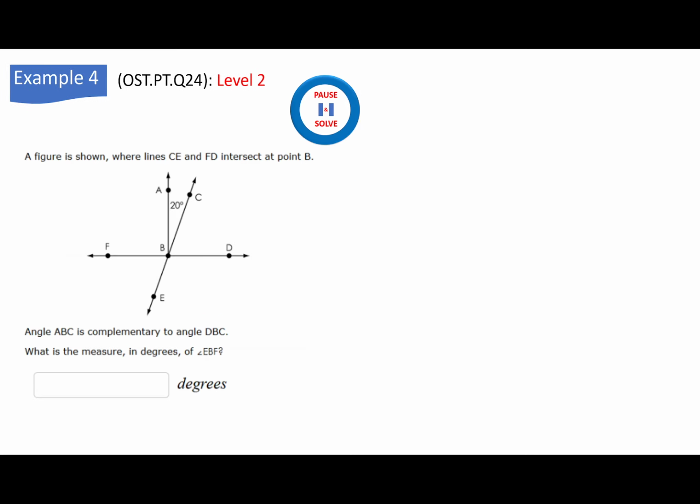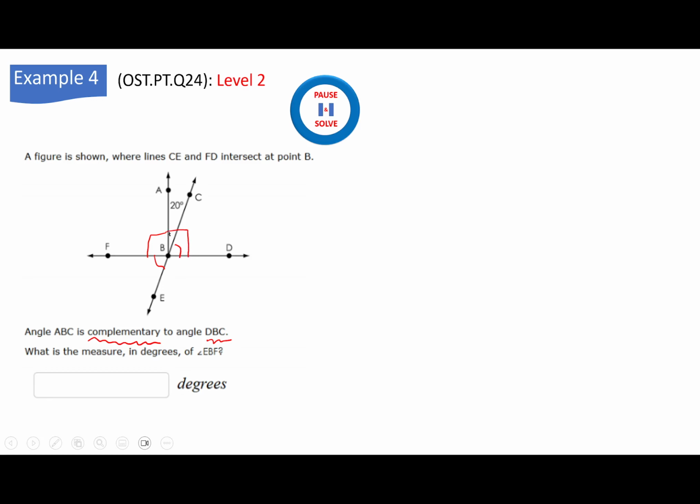Example 4. A figure is shown where lines CE and FD intersect at point B. CE and FD intersect at this point here. Okay? So obviously now these two angles are the same. Angle ABC is complementary to angle DBC, which means this angle is a right angle and this angle is a right angle. That's what that means, okay?